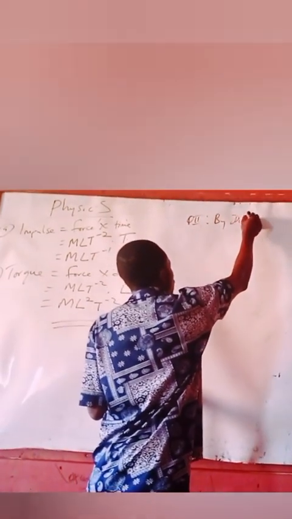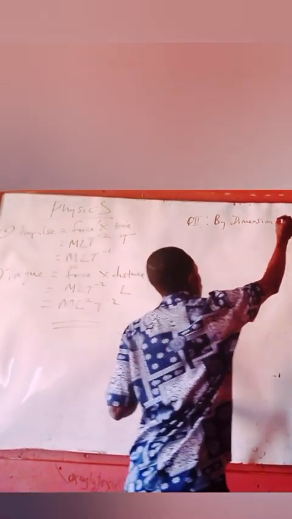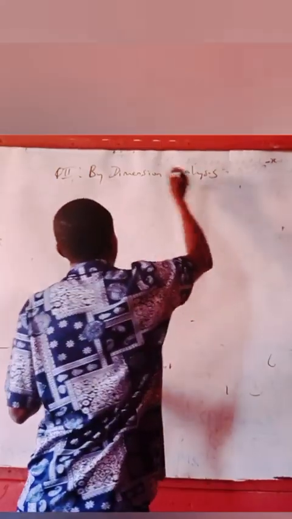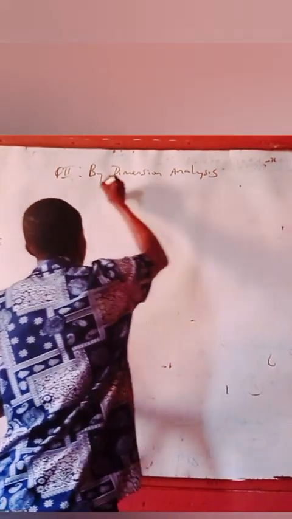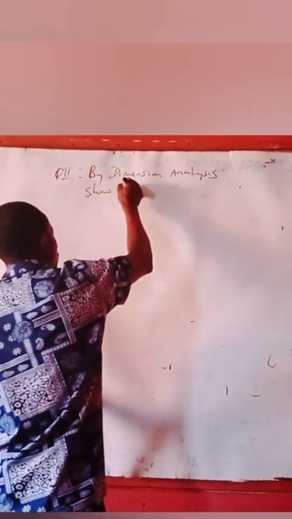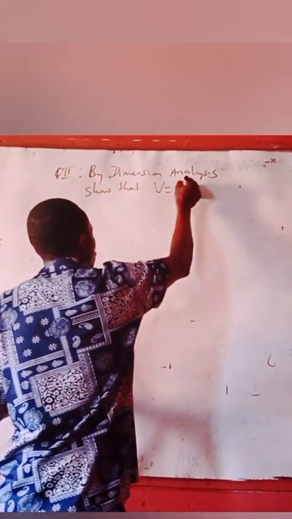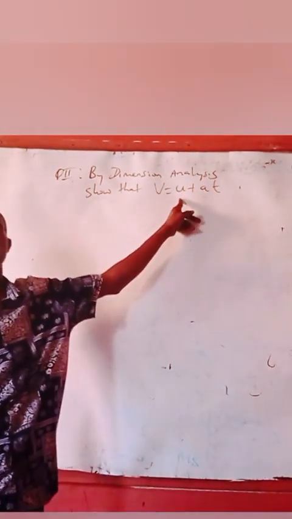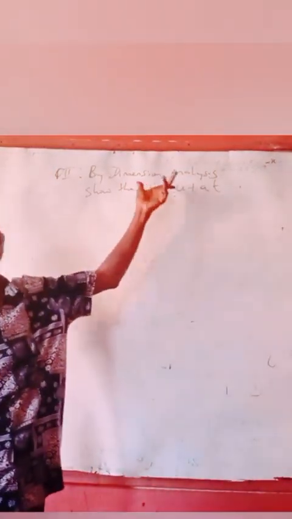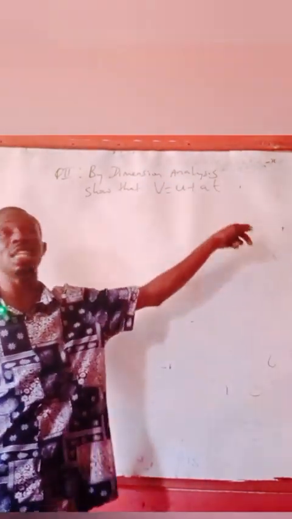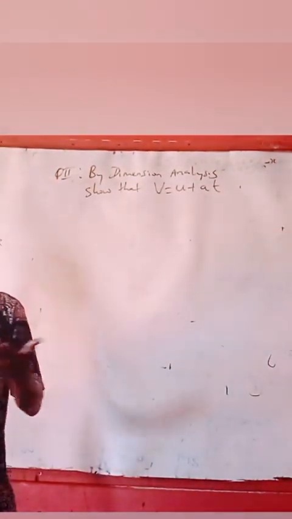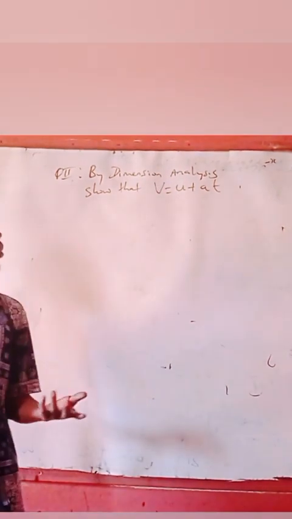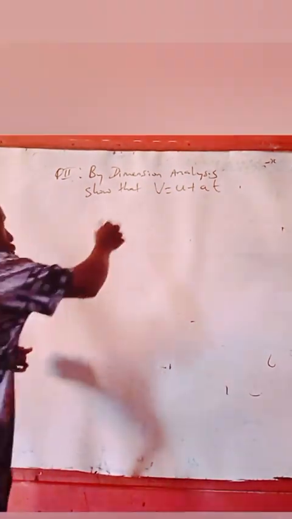By dimensional analysis, this is one of the equations of uniformly accelerated motion: v = u + at. By means of dimensional analysis, we can prove whether this formula is valid or not, whether this formula is true or not. We can still take more examples to that effect.